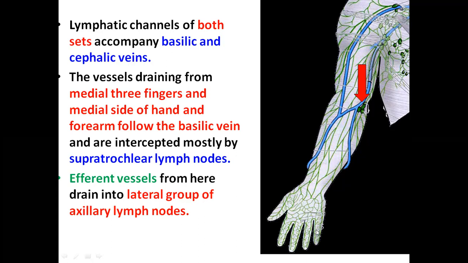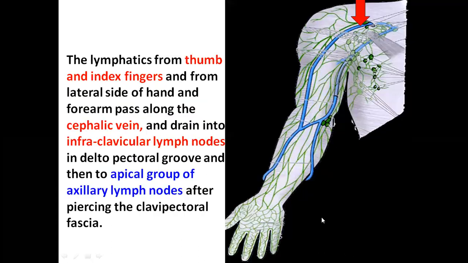So the journey is: the first three fingers, medial side of the palm, medial side of the hand, medial side of the forearm, accompanying the basilic vein and moving into the supratrochlear group of lymph nodes, then accompanying on the medial side of the arm, and finally draining into the lateral group of axillary lymph nodes. That is the lymphatic channel.